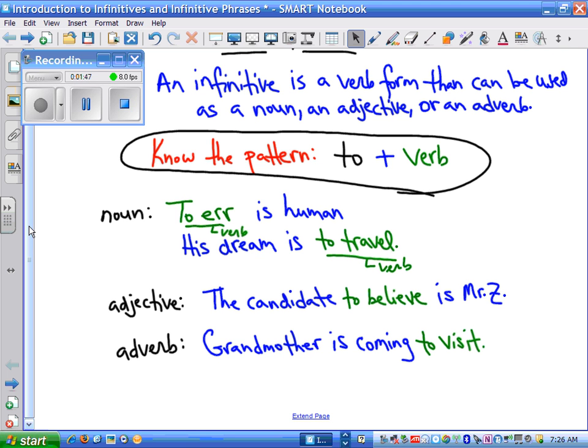Now, in our next sentence, our infinitive, to believe, is working as an adjective. The candidate to believe is Mr. Z. So to believe here is describing candidate. It's giving us additional information about candidate. So it's not working as a verb. It's working as an adjective describing this noun.